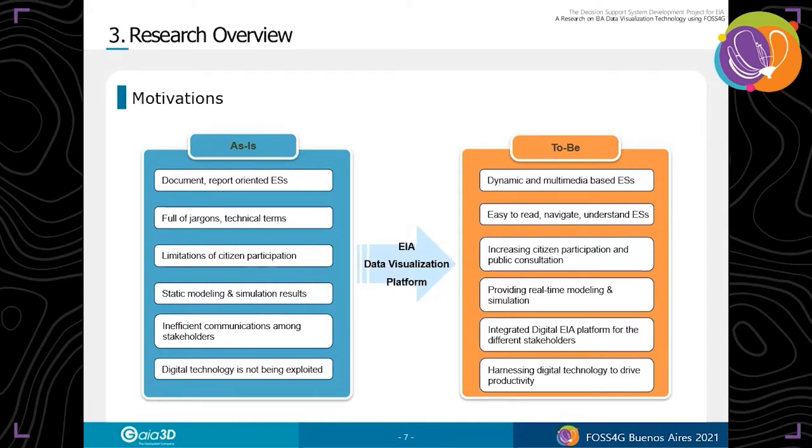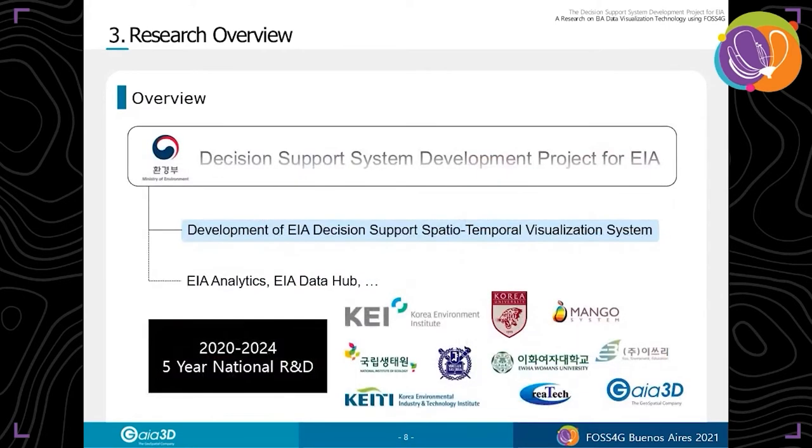It is a 5-year-long project, and many organizations are involved in this R&D project, including national research institutes, universities, and companies like my company, Gaia3D. In the parent R&D project called the Decision Support System Development Project for EIA, my company is carrying out the main visualization part. Overall research structure is like this, and my company together with another company is in charge of the upper side development.